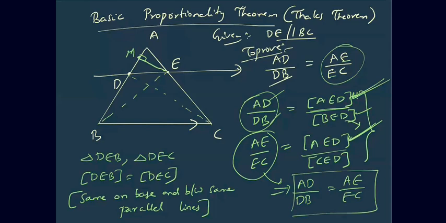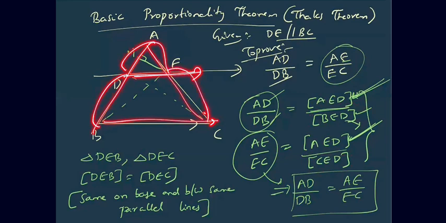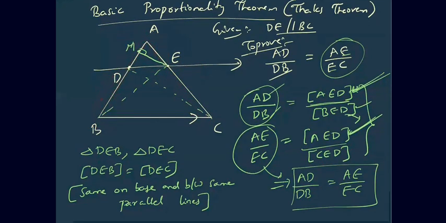So if in any triangle DE is parallel to BC, then this divides AB and AC in the same ratio. That is, AD over DB is same as AE over EC. So this is known as the Thales theorem. Okay. So now let us look at the converse of this also. Converse of the basic proportionality theorem.